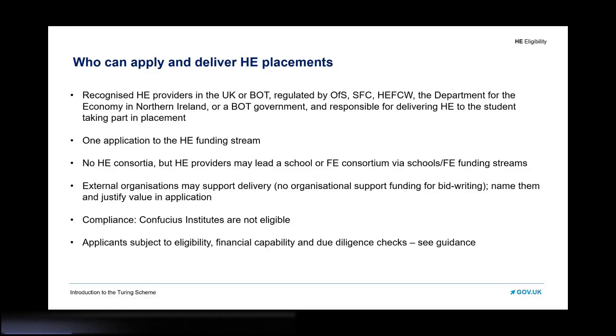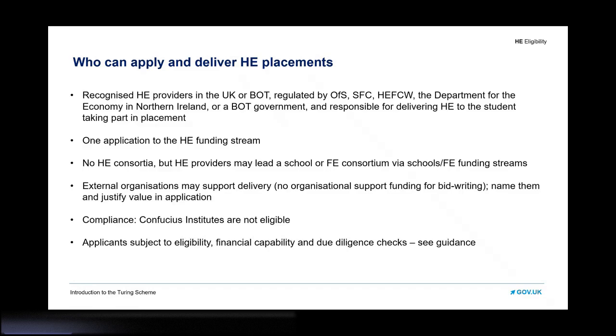Recognised higher education providers operating in the UK or a British overseas territory can apply to the higher education stream. Those registered with or recognised by the Office for Students, the Scottish Funding Council, HEFCW, the Department for the Economy in Northern Ireland, or a British Overseas Territory government. You can make one application to the HE funding stream. HE consortia are not permitted. However, a higher education provider may lead a consortium application in the schools or further education streams with eligible partners.